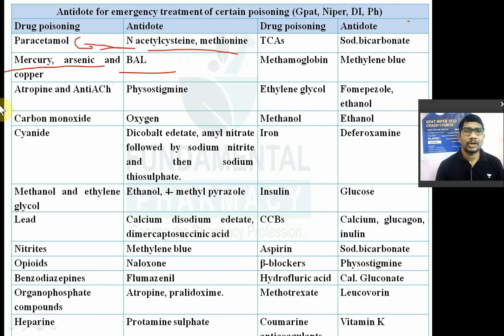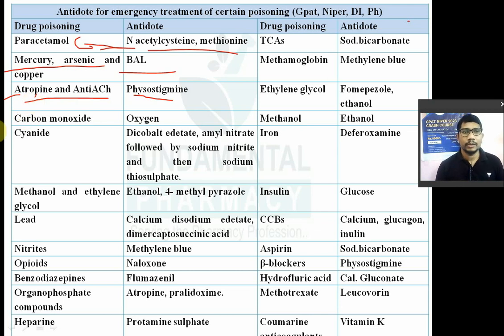Now in case of atropine poisoning or poisoning due to other anticholinergic drugs, physostigmine is the specific antidote. Now you can say atropine is a specific antidote for physostigmine and physostigmine is a specific antidote for atropine. So if atropine poisoning happens, physostigmine is the antidote. If physostigmine poisoning happens, atropine is the antidote. So they are the antidote for each other.